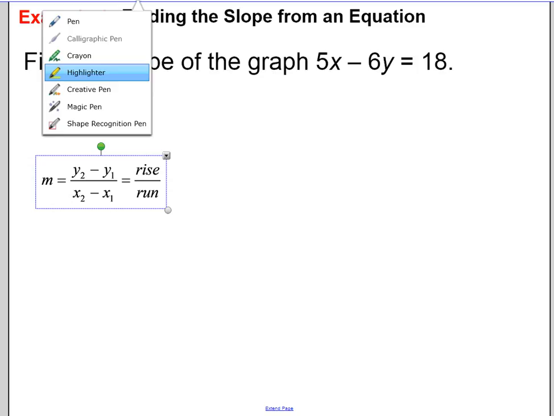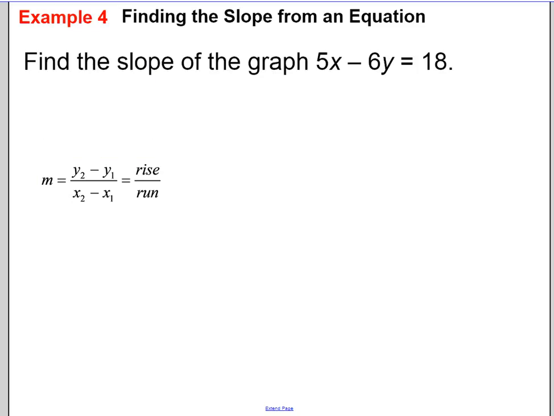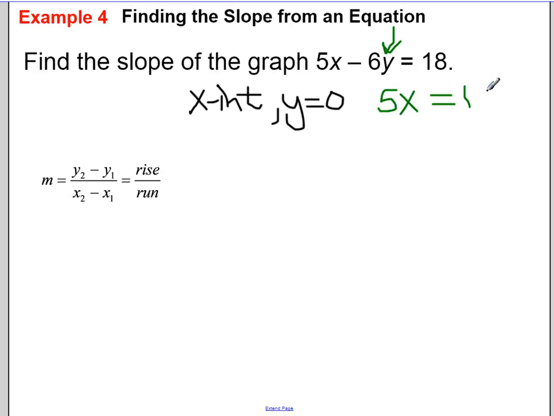So the 2 points that we're going to consider first are your x and y intercepts. So remember, the x-intercept is where you let y equal 0 and you solve for x. So take this equation where you see that y, you're going to put in the 0 and you get 5x minus 0, or just simply 5x, is equal to 18. And then divide both sides by 5 to get x equals 18 over 5.